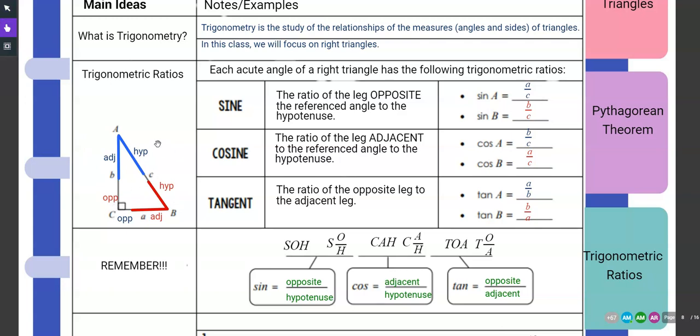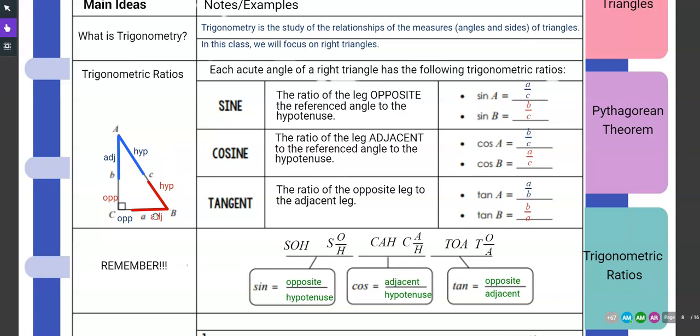Now, which side is adjacent? So I highlighted angle A, which means that this side, side AC or side B, is the adjacent side. And the opposite side is the side that I do not have highlighted in blue, and because it is across from the referenced angle. So adjacent means next to. Your angle will always be made up of your hypotenuse and your adjacent side. The third side is the opposite side. So always label your hypotenuse first.